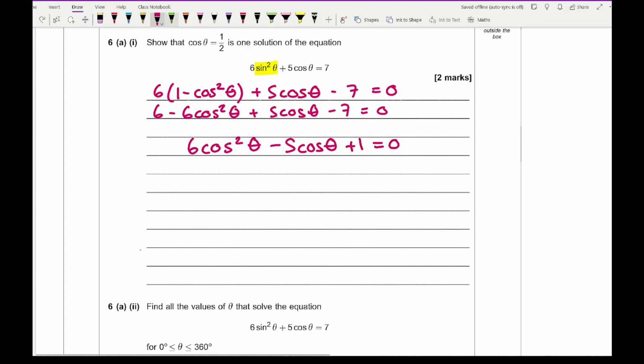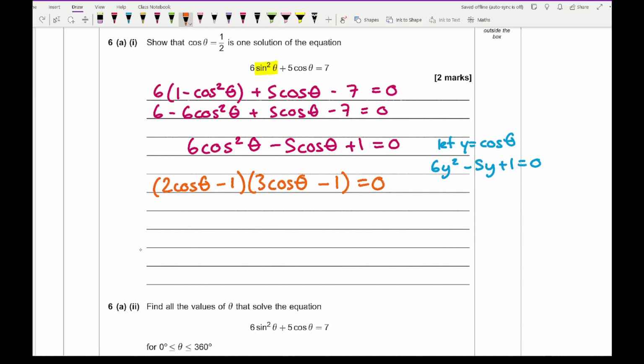Now again, you've got a choice. If you're not too comfortable factorizing with regards to cos, then what you could do is let y equal cos theta, and then you end up with 6y squared minus 5y plus 1 equals 0. Now it does actually factorize. It factorizes to become 2 cos theta minus 1 and 3 cos theta minus 1 equals 0. So here we've got cos theta equals a half and cos theta equals a third.